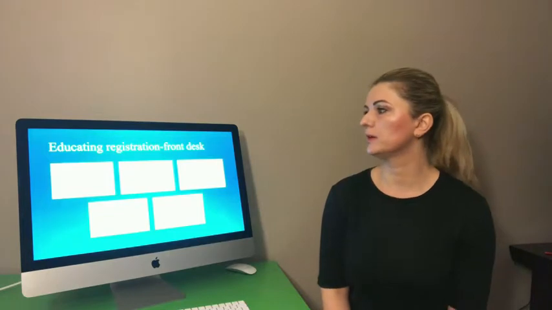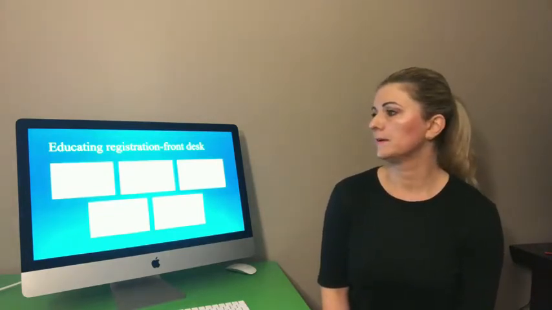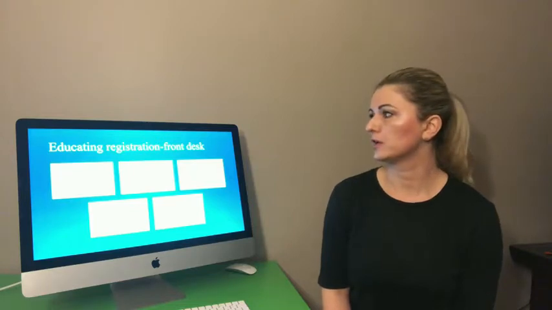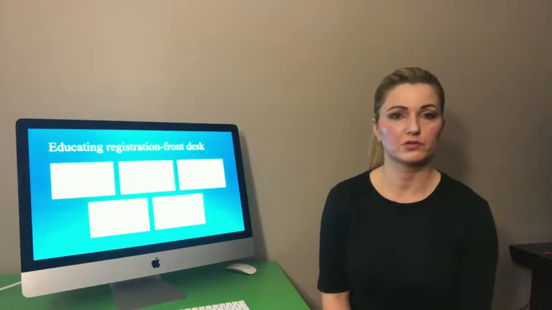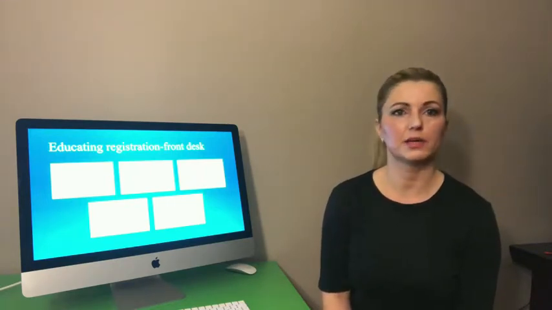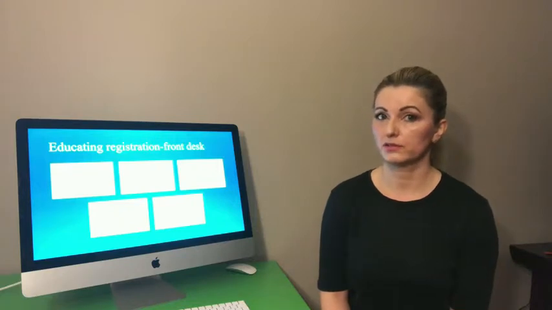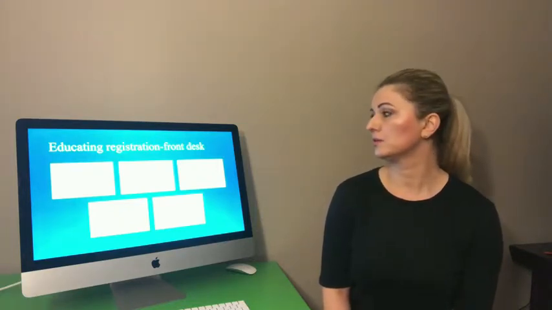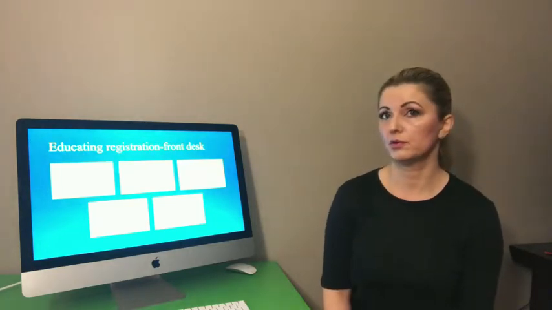Third step, as I said, would be educating registration or front desk. Same as with central scheduling, registration people or front desk staff have no medical background or education. They're more administrative staff, and their main focus when a patient comes to the exam is to take their ID and insurance card, make sure everything is valid and current, and they really don't pay attention. As I said before, it's difficult for them to know which type of exam the patient is supposed to have.